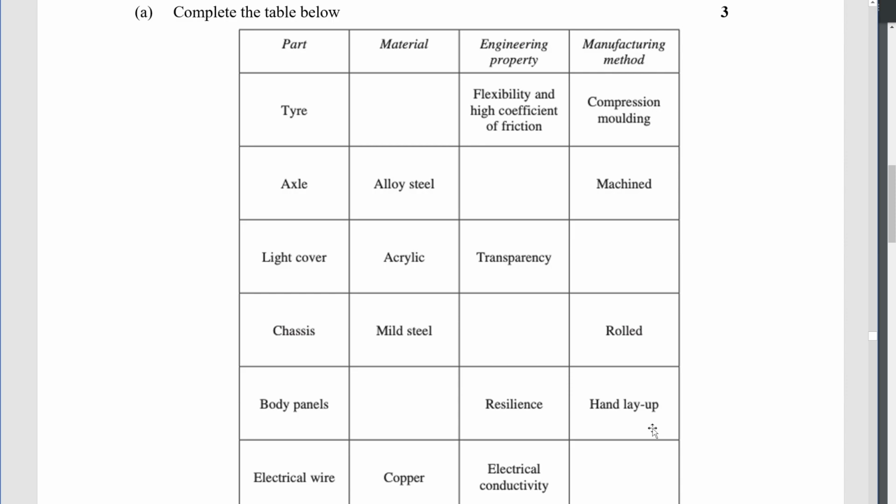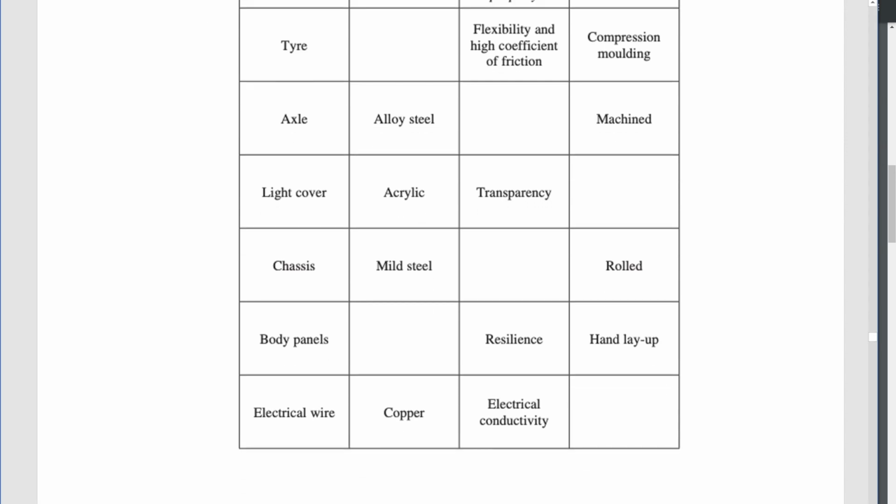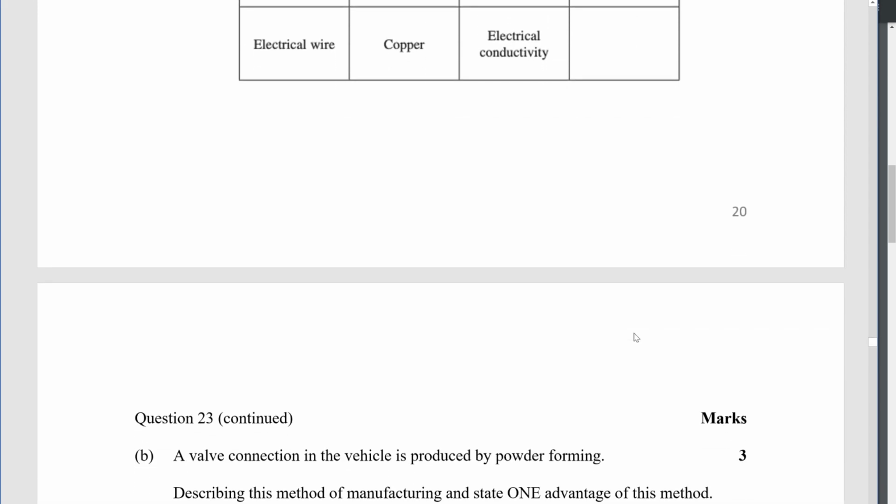Now, my students in 2022, we haven't done hand layup yet. We're doing it in aeronautical materials next term. So we haven't done hand layup, but carbon fiber reinforced polymers are manufactured using hand layup. So we should be familiar with that. And copper wire has good electrical conductivity, and that's drawn. How we make wire is drawing. So that's a good question.